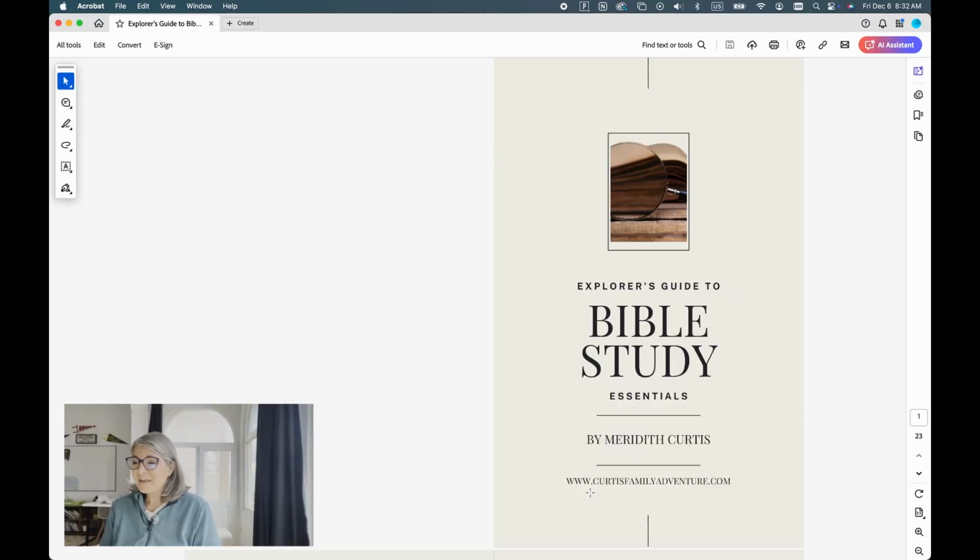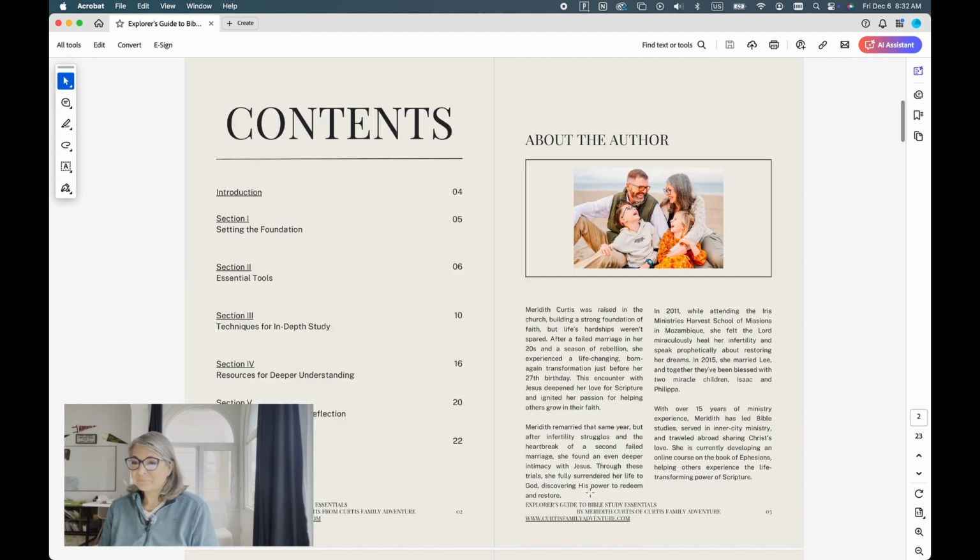All right, so here we're going to just walk through it. I have the table of contents. So we're going to set the foundation and talk about essential tools, some techniques for in depth Bible study, resources for deeper understanding, and tips for application and reflection.